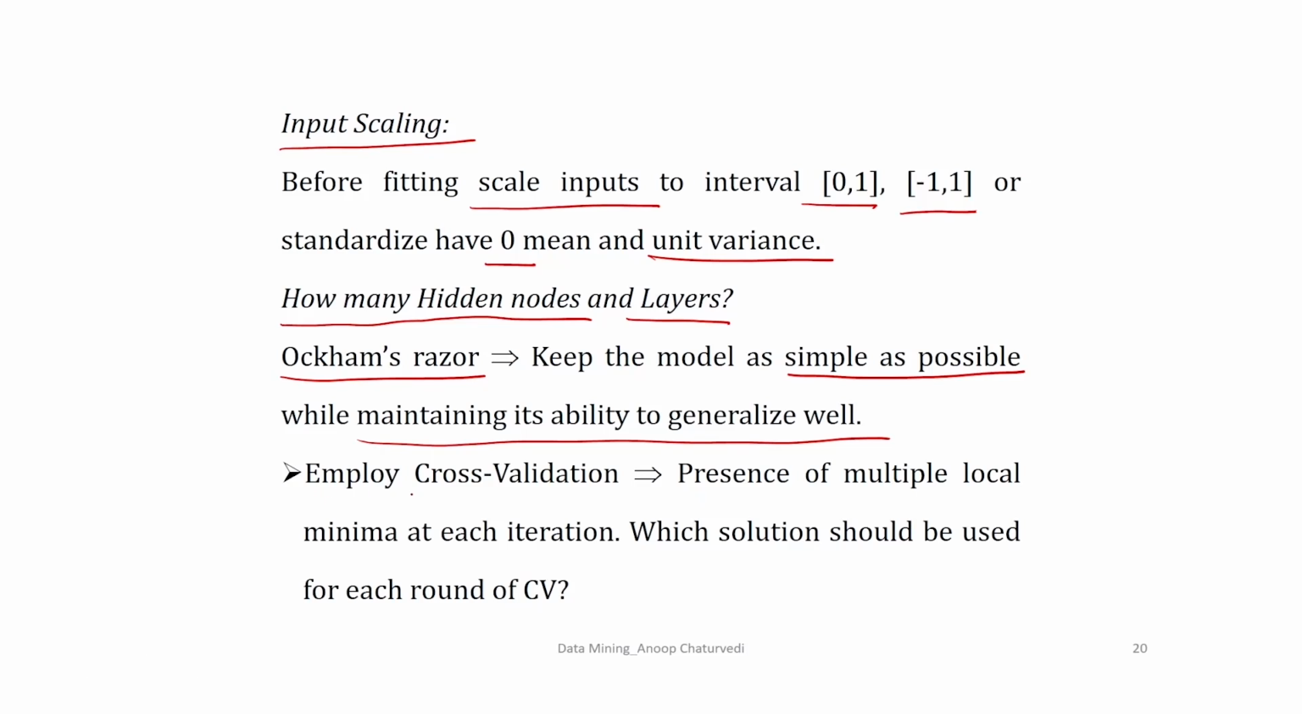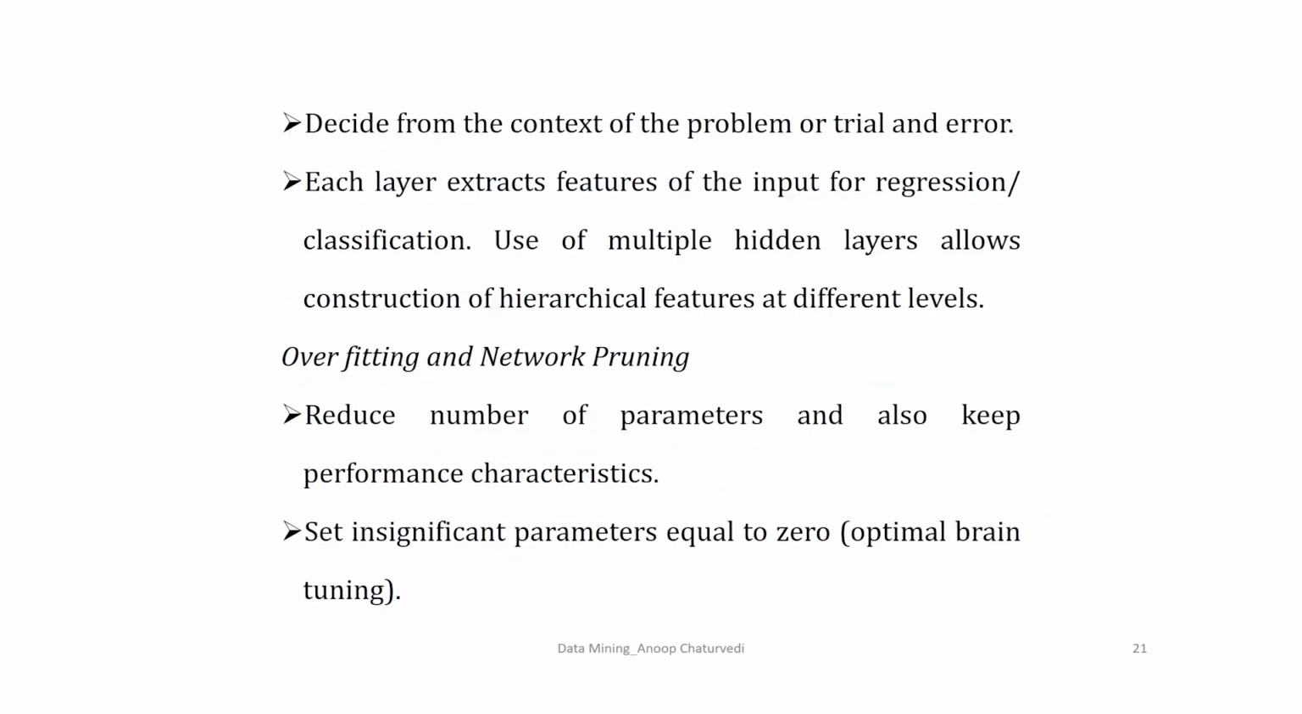Now, when we employ cross validation for selecting the number of hidden layers and the number of nodes in each hidden layer, then the presence of multiple local minima at each iteration may create a problem. The problem is which solution should be used for each round of cross validation. Then one can use trial and error. Say you can decide on the basis of the context of the problem or trial and error.